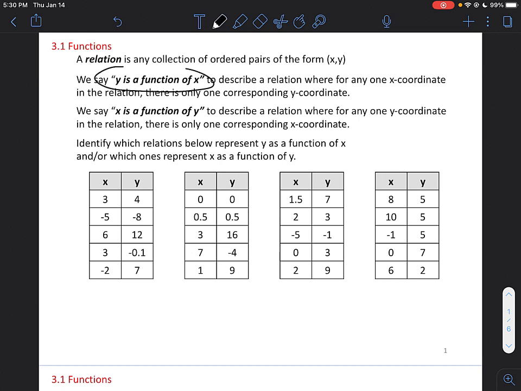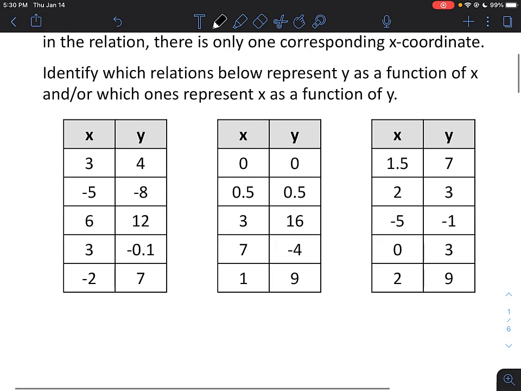Now we say y is a function of x to describe a relation where for any one x coordinate in the relation there is only one corresponding y coordinate. So we're going to look to determine which of these 4 relations here we can say y is a function of x. So let's look at the first relation.